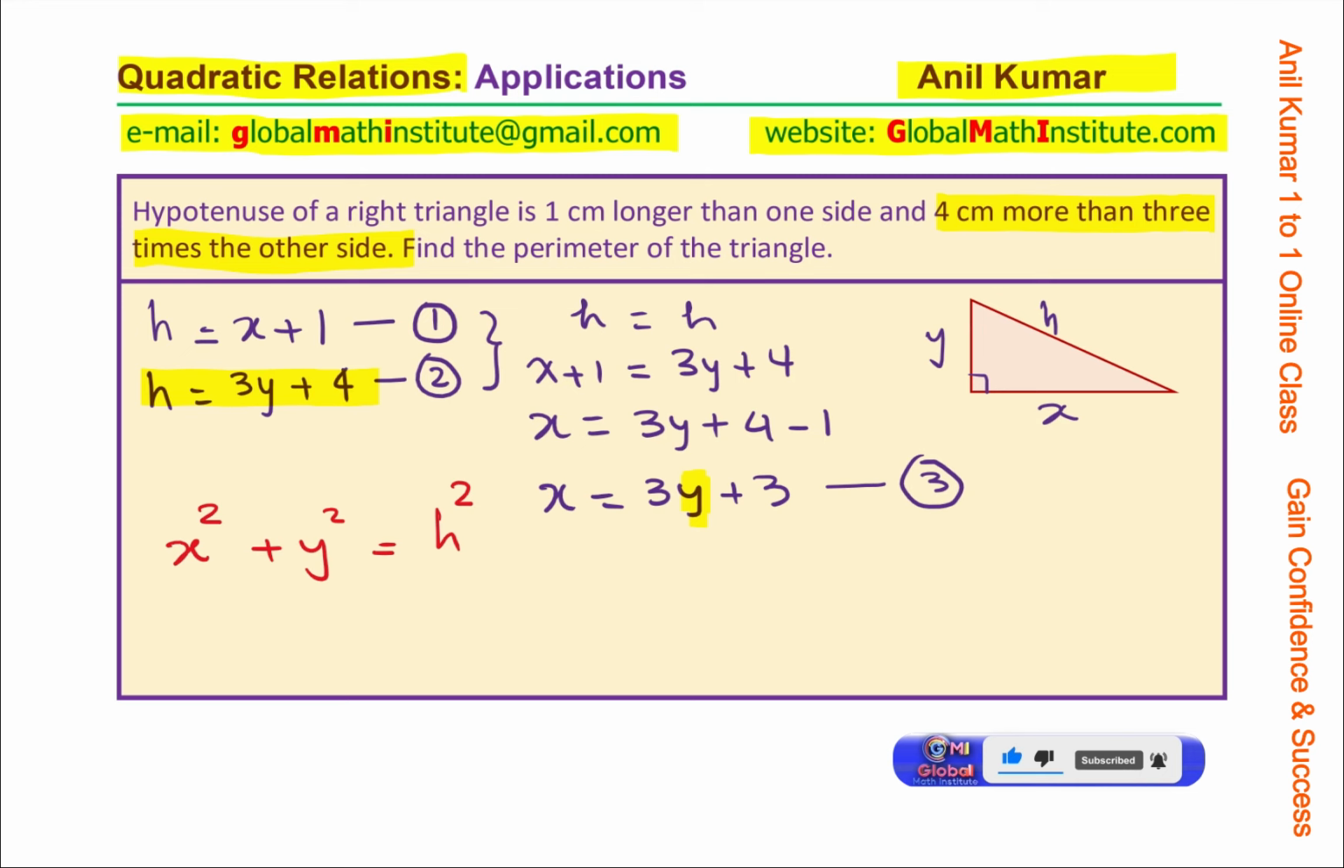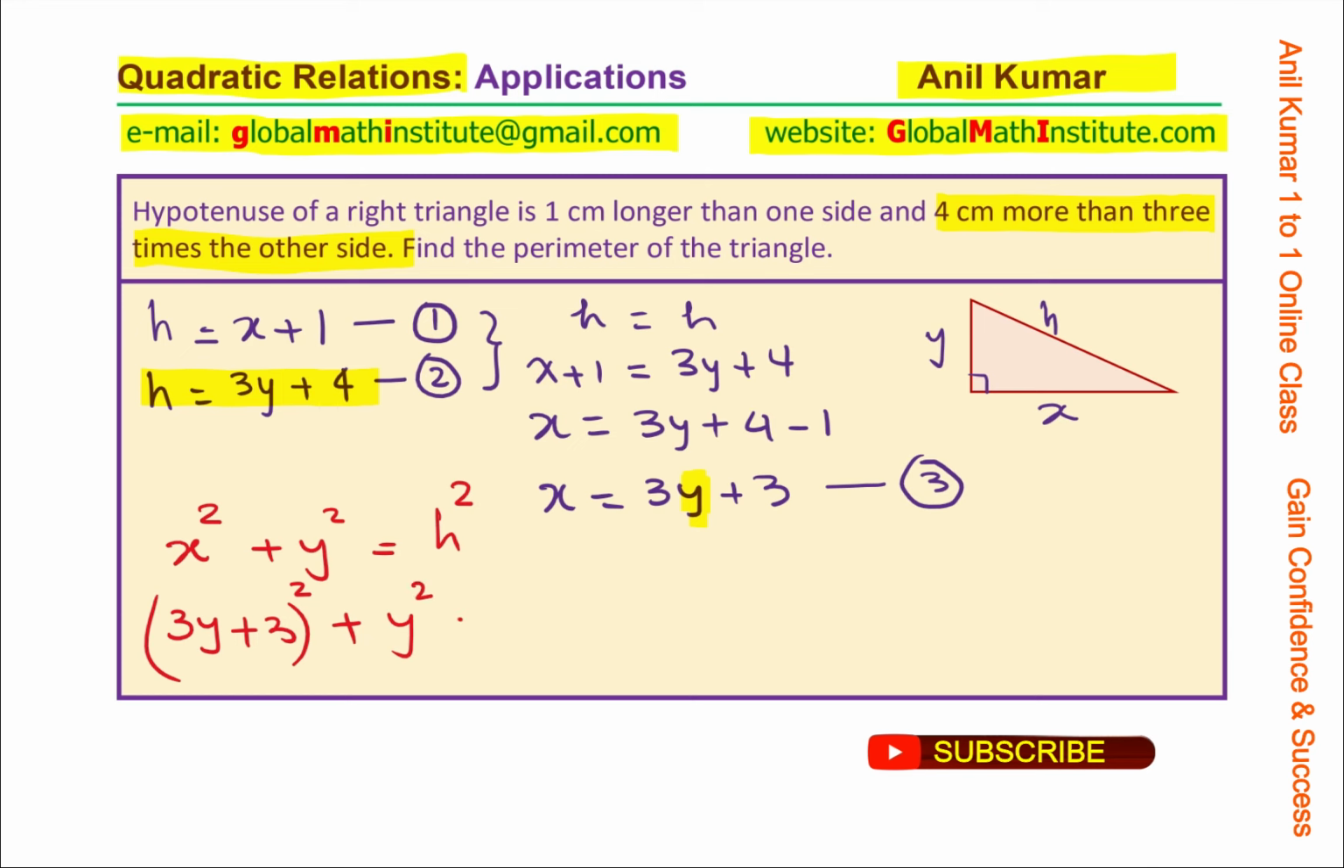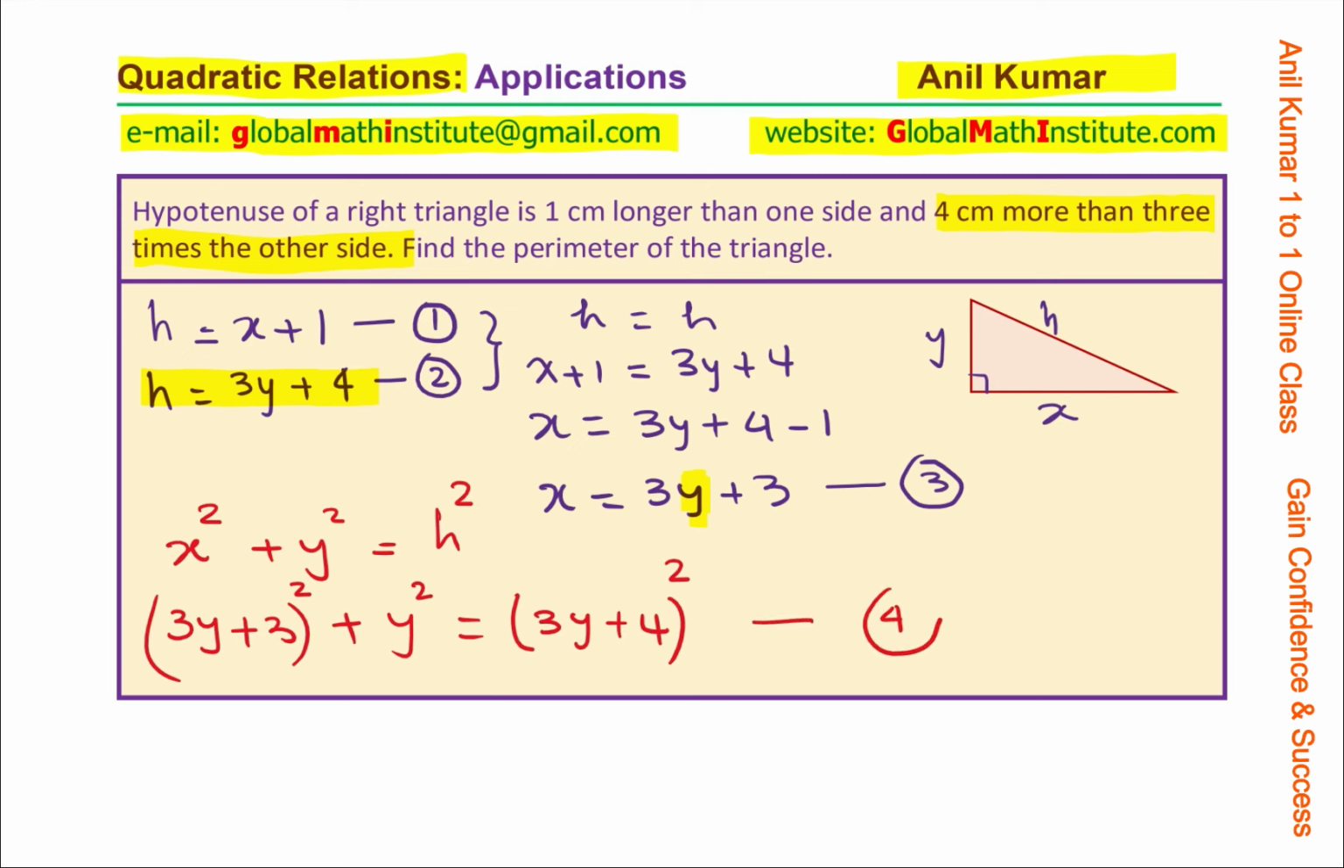So we get (3y plus 3) whole squared plus y squared equals hypotenuse squared. In terms of y, it is (3y plus 4). Make sense? Do you see that? So we now have an equation. Let me call this equation 4, which is in terms of y. Only one unknown, and now you can solve this equation.